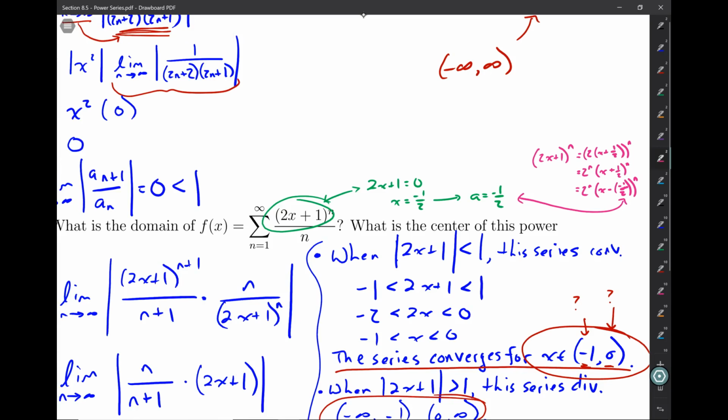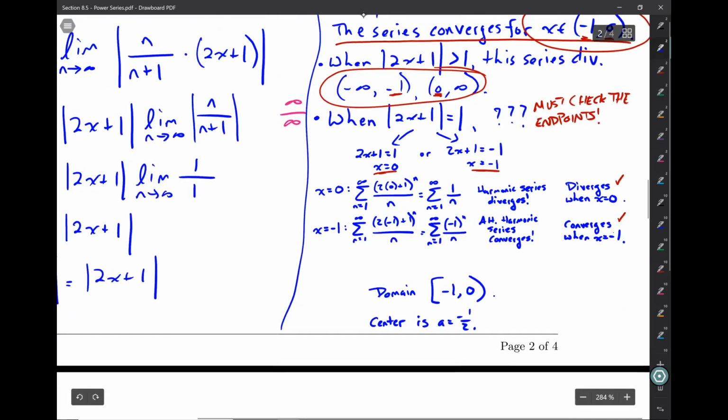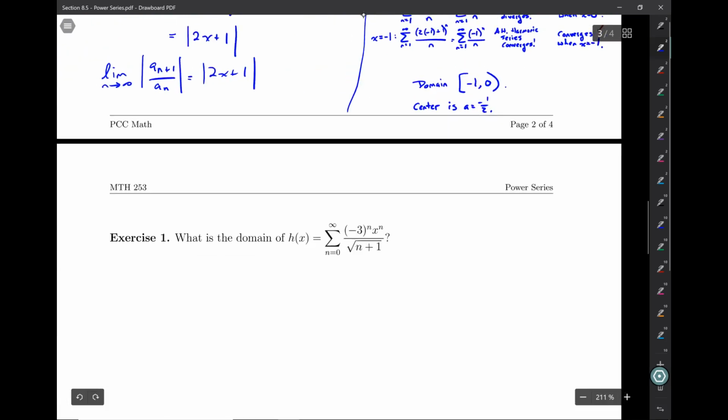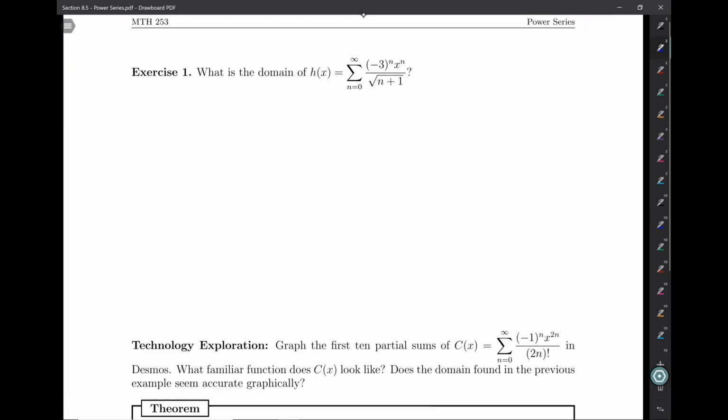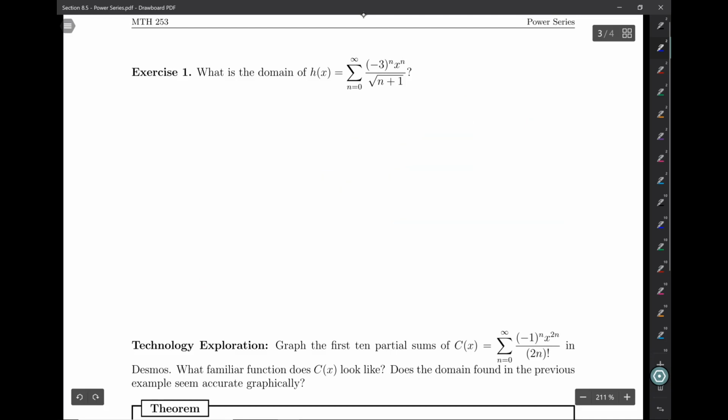Depending on how much rigor you want to show, you might want to choose one of these methods over another, but all three of these different methodologies help to support the conclusion that our center is at negative 1/2. All right. So why don't you take a few moments, go ahead and pause this video, and try exercise 1 out on your own.